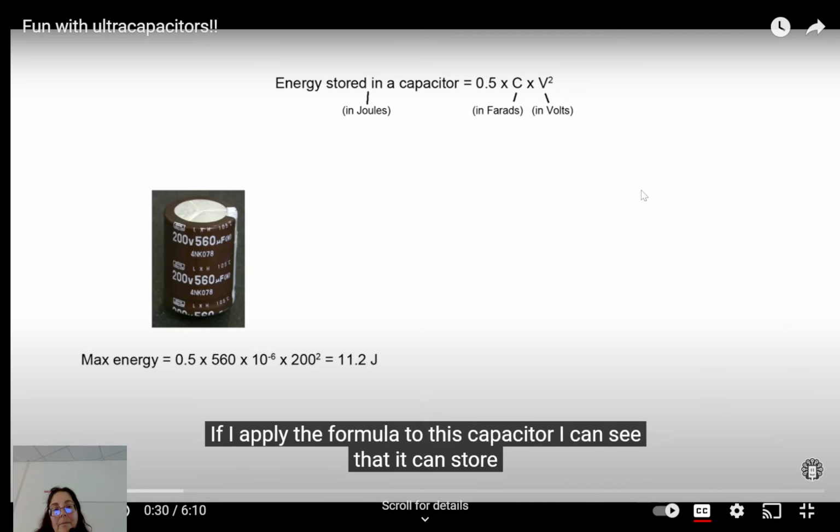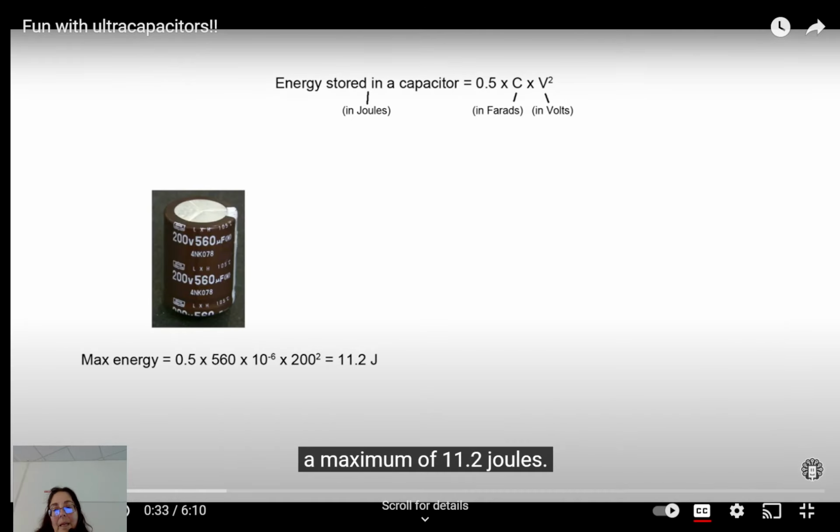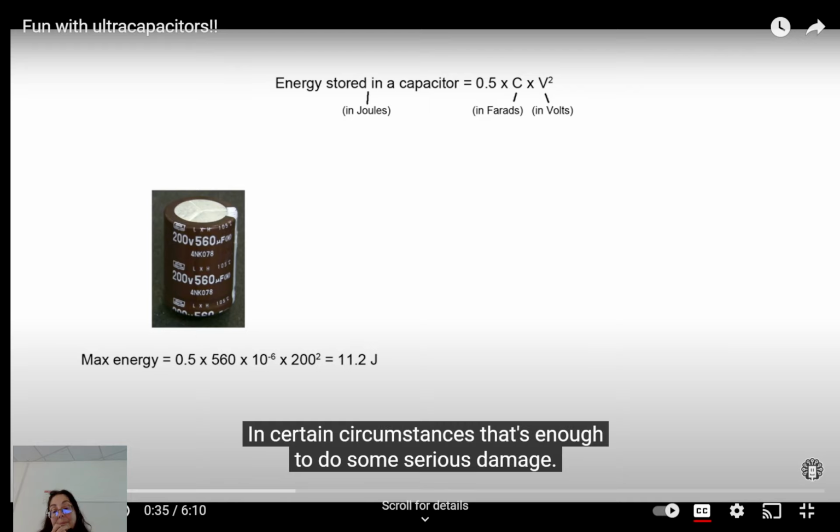The energy stored in a capacitor is given by this formula. If I apply it to this capacitor, I can see that it can store a maximum of 11.2 joules. So we're going to see that equation here. You can find how much energy you can store in joules inside a capacitor. So it depends on the voltage squared, and of course it depends on the capacitance. In certain circumstances, that's enough to do some serious damage.